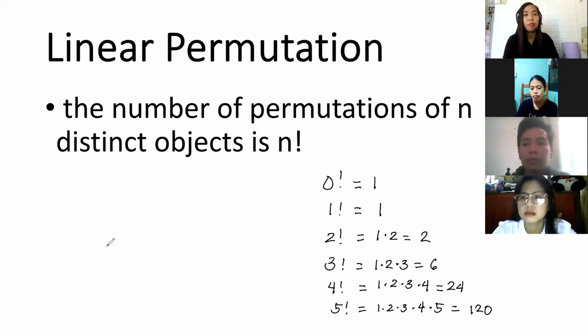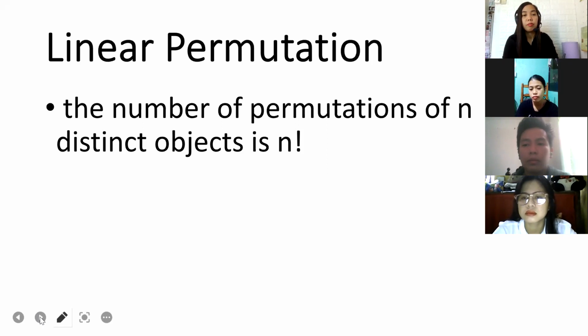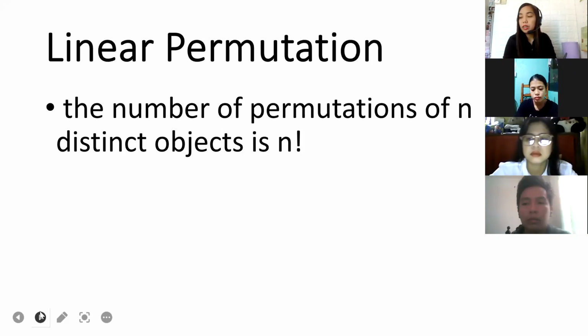So in your calculator, there is a factorial there, right? You can use your calculator, but how are you going to do it manually? That's how we do it.